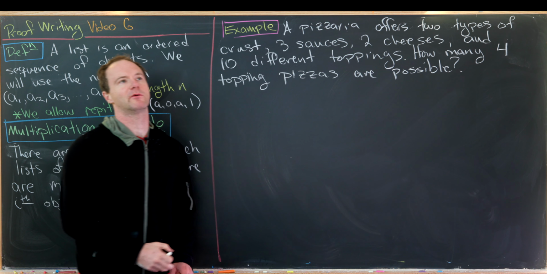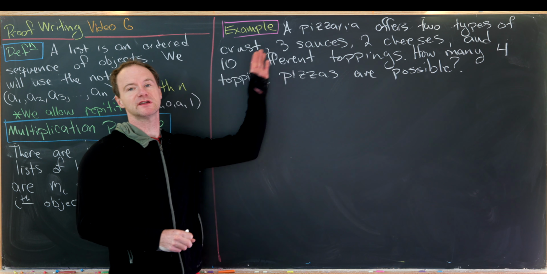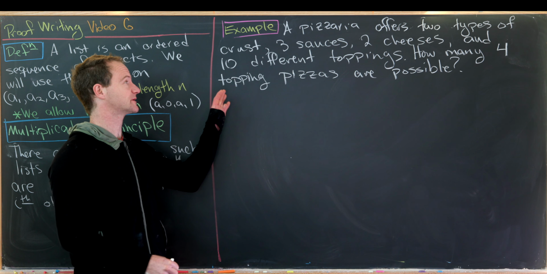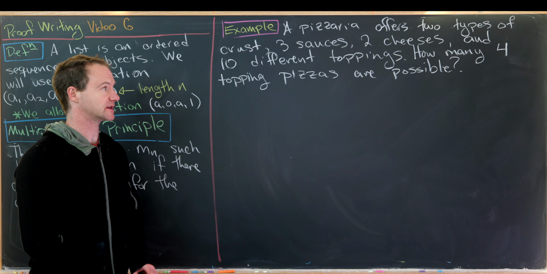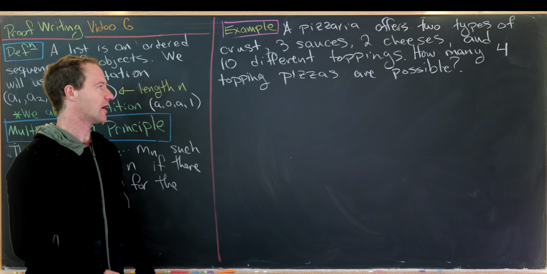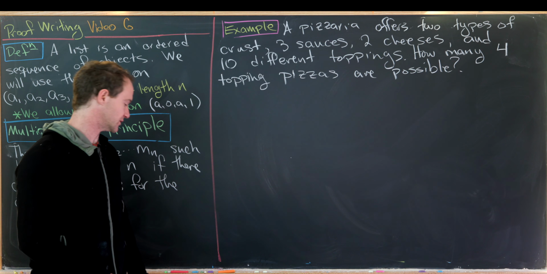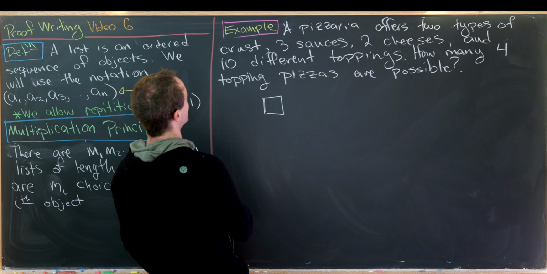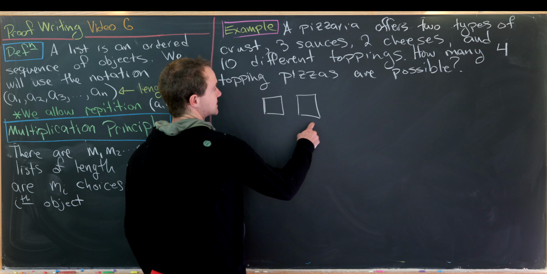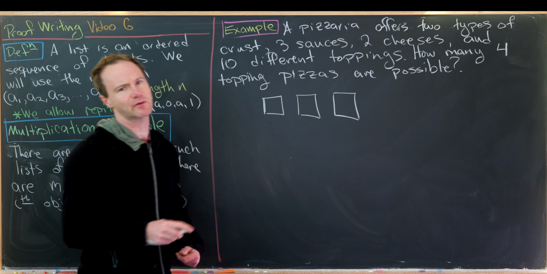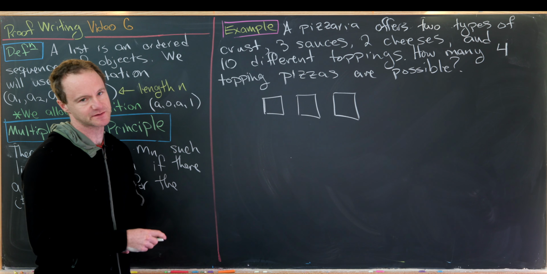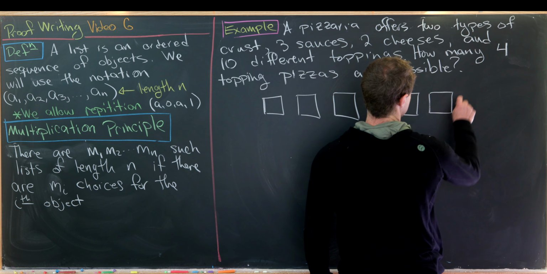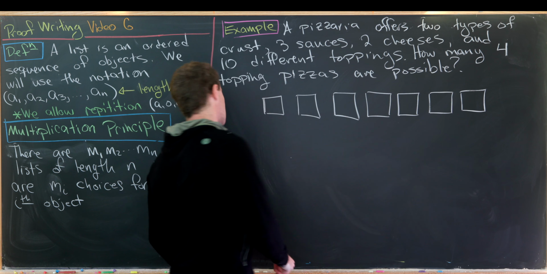So now we've got a classic problem about the number of choices on a menu. So let's say a pizzeria offers 2 types of crust, 3 sauces, 2 cheeses, and 10 different toppings. And then our goal is to determine how many 4 topping pizzas are possible. Okay, so let's see. We'll have a choice for the crust, a choice for the sauce, a choice for the type of cheese, assuming that we're not gonna get 2 types of cheese or 2 types of sauce, and then 4 choices for the toppings. So that means we've got these boxes to fill here.